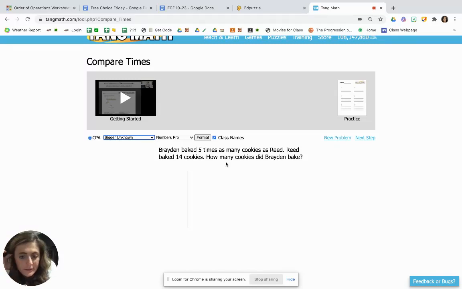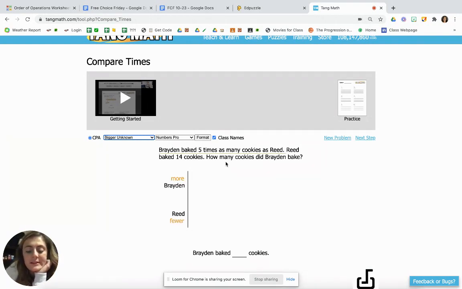as many cookies as Reed. Reed baked 14 cookies. How many cookies did Braden bake? Well, you're going to figure out first who had more. So Braden baked 5 times as many as Reed. So that means Braden baked more, right? So Braden has more, Reed has fewer.